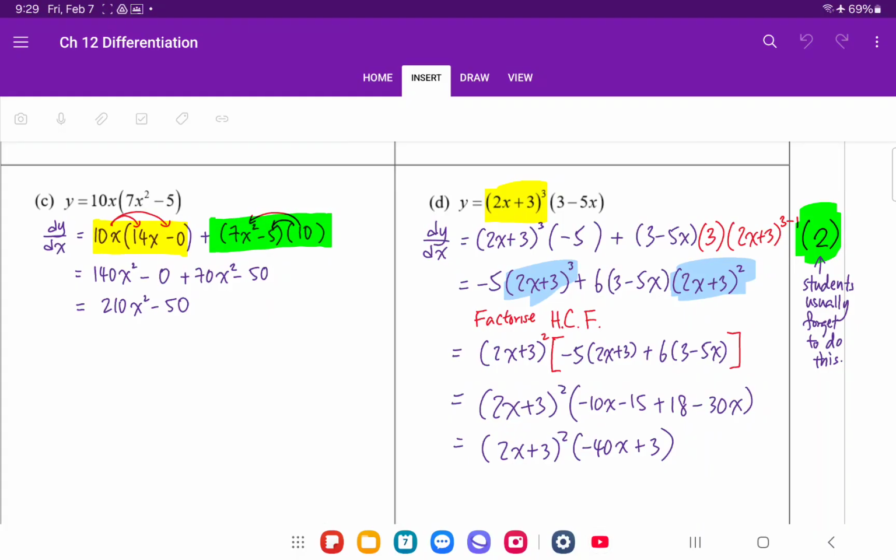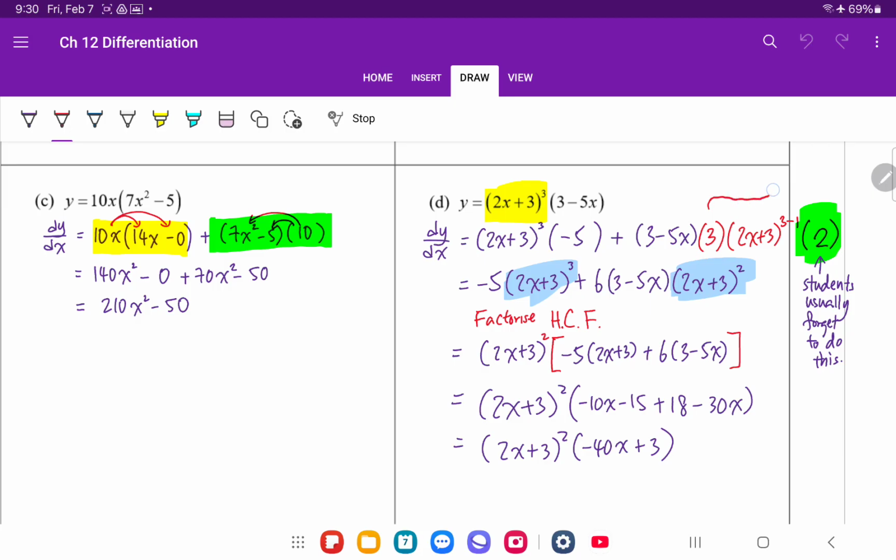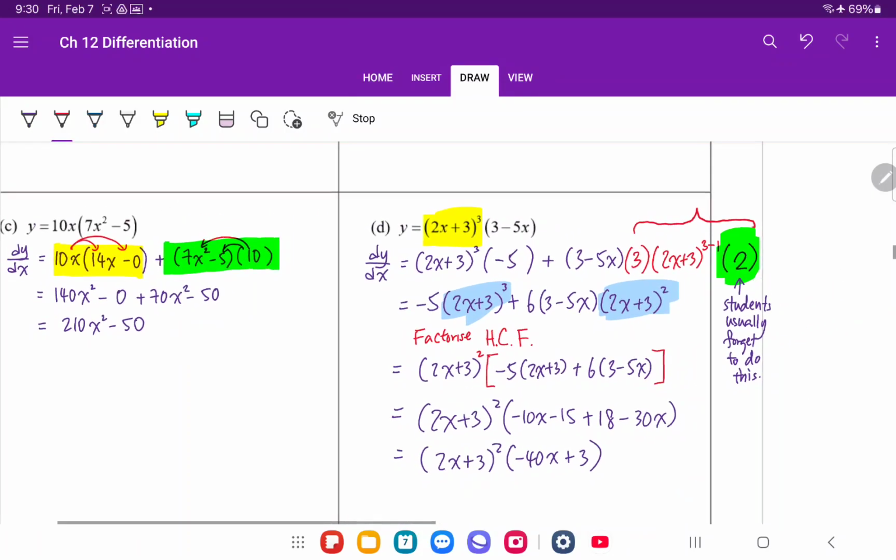Okay, that's part C and D. Now part C should be rather straightforward. The issue probably is in part D. Okay, let me explain part D. Part D, the first part of the differentiation, you keep the first factor untouched, you differentiate the 3 minus 5x, that should give you a negative 5. Then you plus, followed by, you flip the order, you keep the second factor, the 3 minus 5x, and you differentiate the first factor, which, as I mentioned earlier on, involves the use of the chain rule.